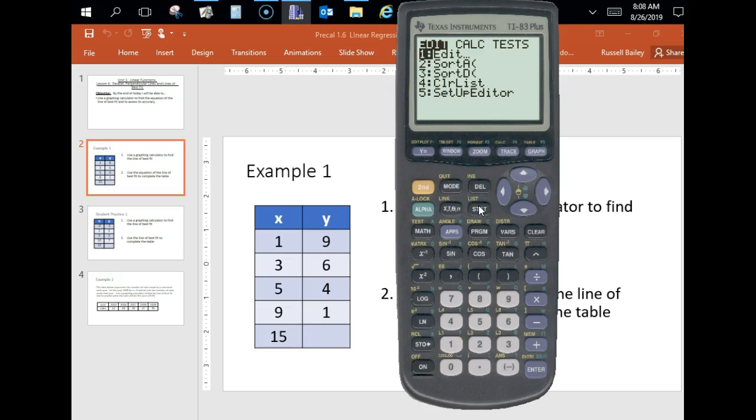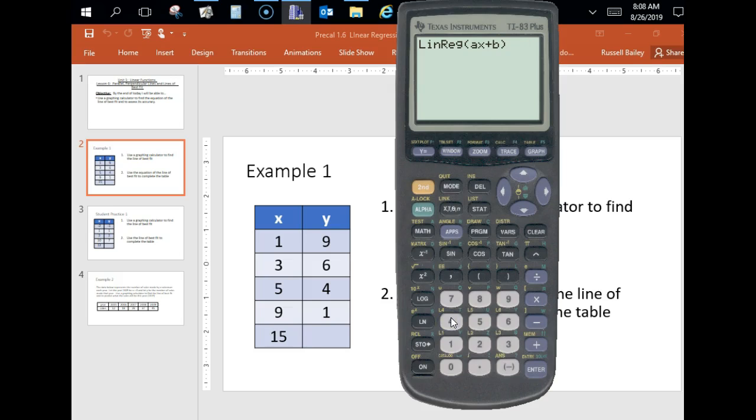Step 2 says scroll over to calc using the arrow key. So you guys see where it says calc up here? You're going to scroll over to that. Do you guys see where it says reg? That means linear regression. But there's also quadratic regression, cubic regression, etc. But we're just doing linear regression. So we're going to go ahead and push 4 to activate that.